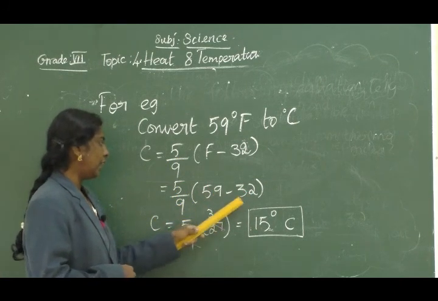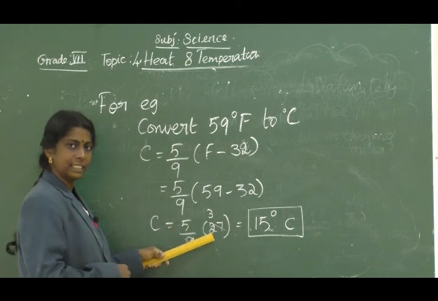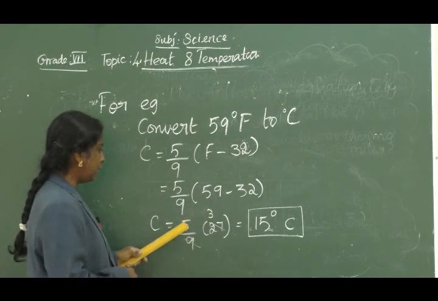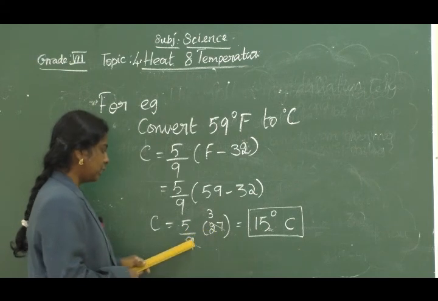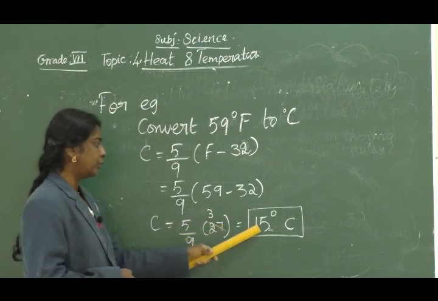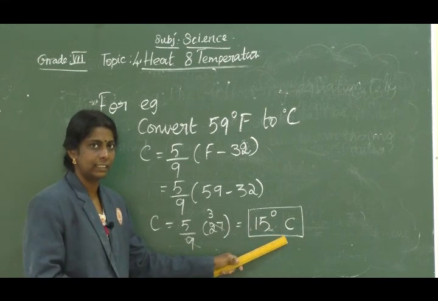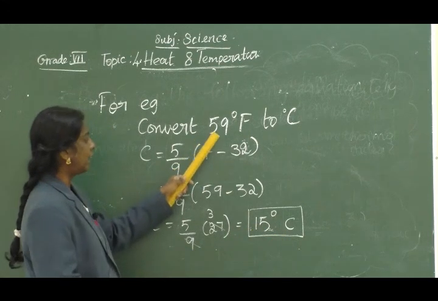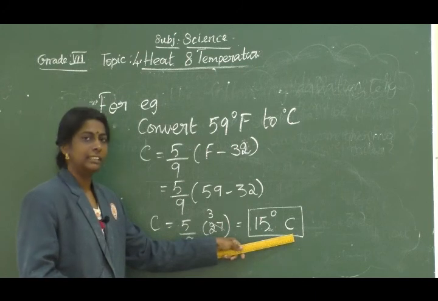Clear? So the value of the subtraction is 27. So 5 by 9 into 27. So 3 9s are 27. So 5 into 3 is 15 degree Celsius. Clear? So 59 degree Fahrenheit is 15 degree Celsius.